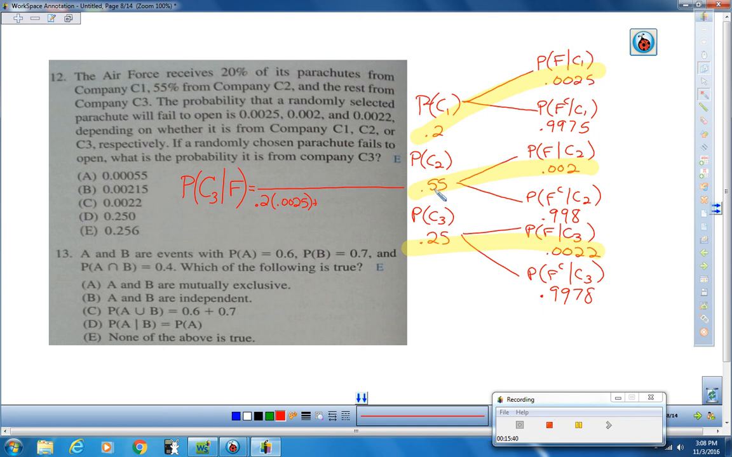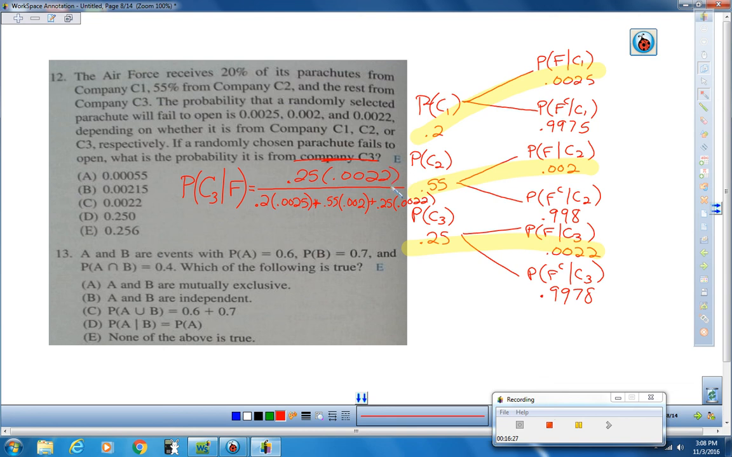it could come from Company 2 and fail to open. So it's like Company 1 and fail to open, or Company 2 and fail to open. Remember, and means multiply, or means add. So this is 0.55 times 0.002. I think I'm going to be running out of space here in a second. And the last one could come from Company 3, 0.25, and fail to open, 0.0022. Okay? Now the only place that I have success is if it comes from Company 3. So that's here. Here's coming from Company 3 and failing to open. So my numerator is 0.25 times 0.0022.